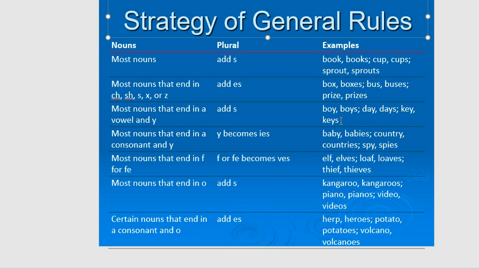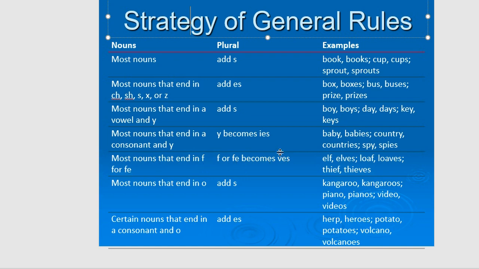Most nouns that end in y with a consonant before it, like baby: it ends with y, but before y we have b, and because of it we change y to ies. That's how we make the plural. Most nouns that end in f change to ves.